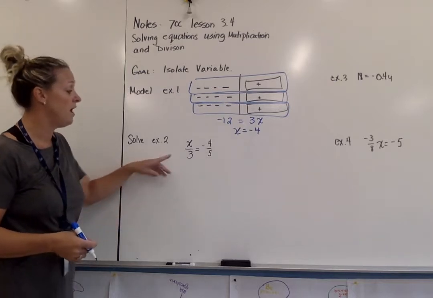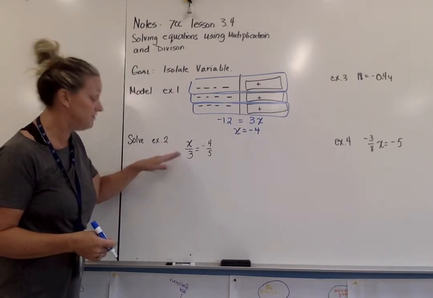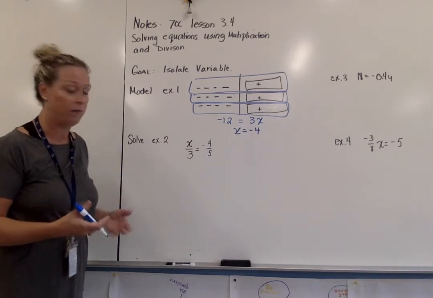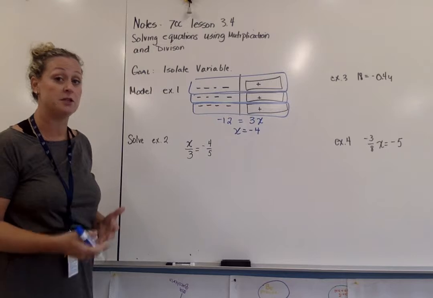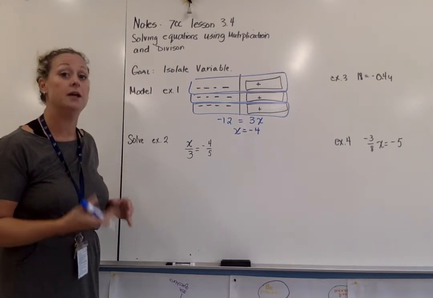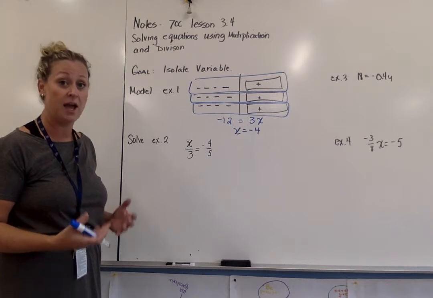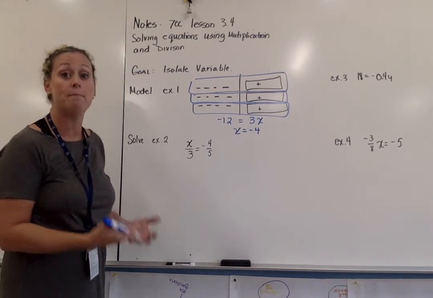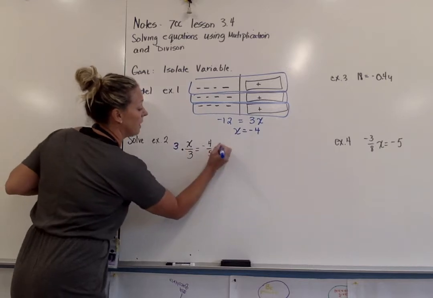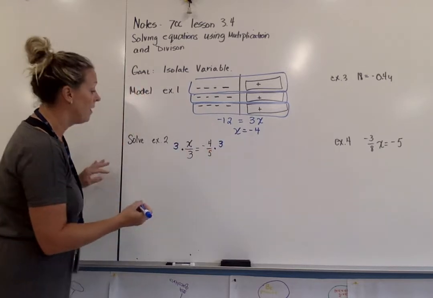In example 2, I have x divided by 3 is equal to negative 4/5. I need to isolate the variable. I need to identify what's happening to the variable right now. Right now, the variable is being divided by 3. And in order to eliminate dividing by 3, I do the opposite operation of multiplying by 3. I can use a dot or parentheses, and I multiply both sides by 3.